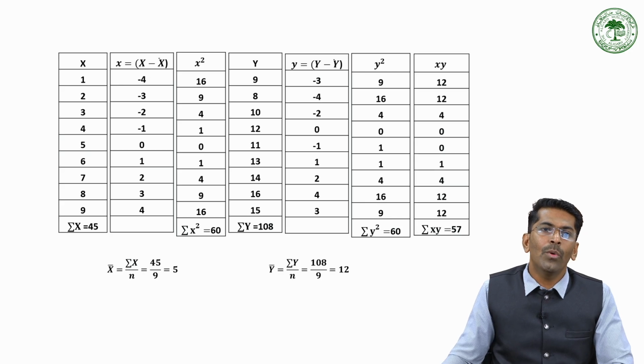Then I have added one more column, by multiplying small letter x and small letter y. So it is minus 4 into minus 3, which will become 12, minus 3 into minus 4, again it will become 12, and so on. And accordingly I have added together all the values here. So the sum of xy is equal to 57.